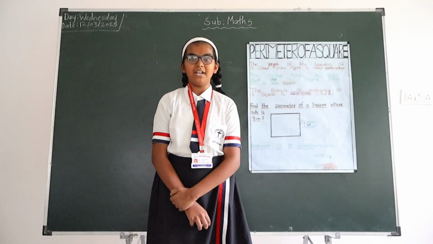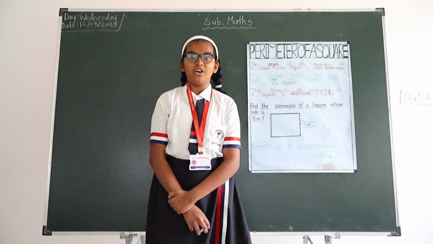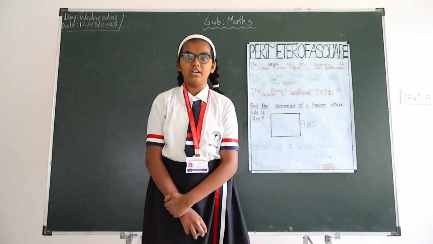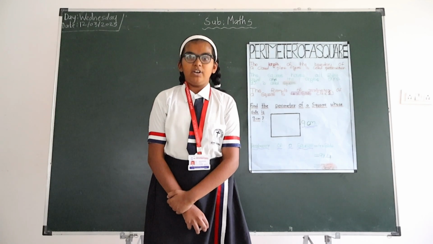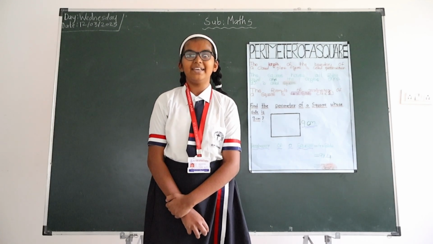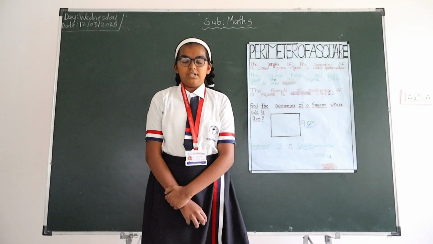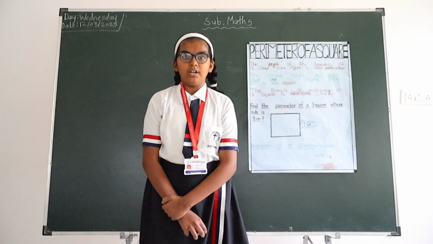Today I am going to explain about perimeter of a square. The definition of perimeter is the length of the boundary of a closed plane figure. And the definition of square is a figure that has all sides equal and angles of 90 degrees. The formula of perimeter of square is 4 into side.